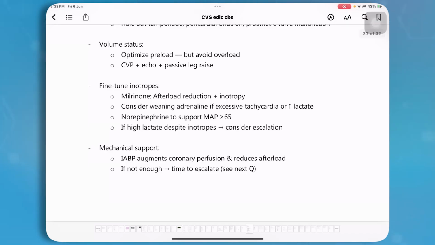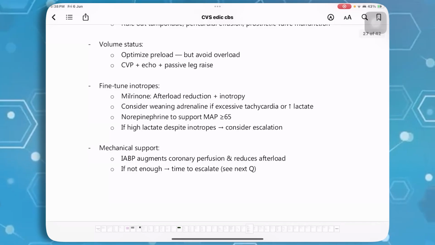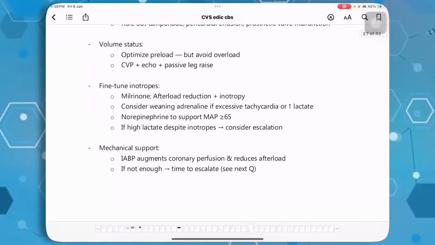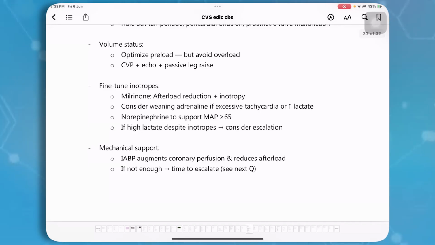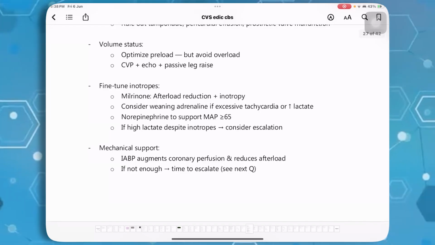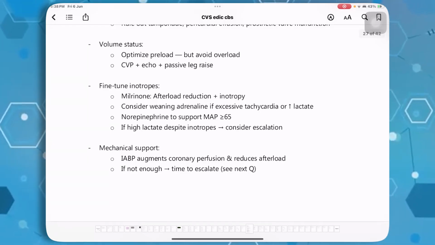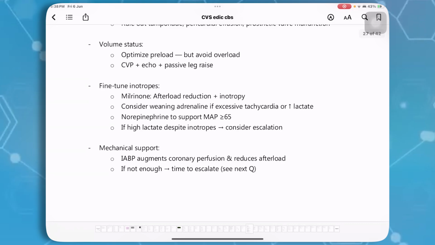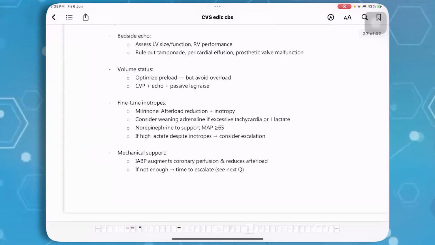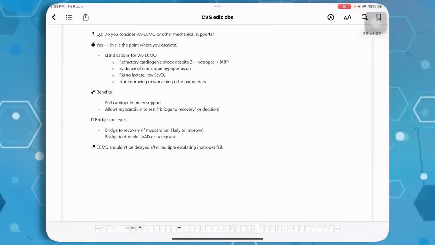If high lactates continue, then you should consider escalation. Escalation means going for VA ECMO, means you are not able to get the shock out of the picture. Mechanical support, IABP does augment coronary perfusion, reduces afterload, but if not helping, move to VA ECMO.